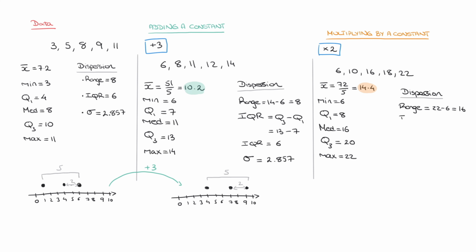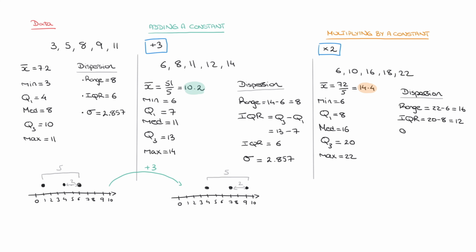Similarly, if we consider the interquartile range, IQR, remember that's equal to the upper quartile, which is 20, minus the lower quartile, which is 8. And 20 minus 8, well, that's equal to 12. And this interquartile range of 12 is 2 times the interquartile range that we started off with. So the interquartile range is also affected by multiplication.